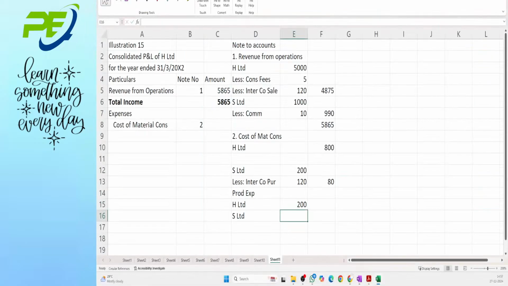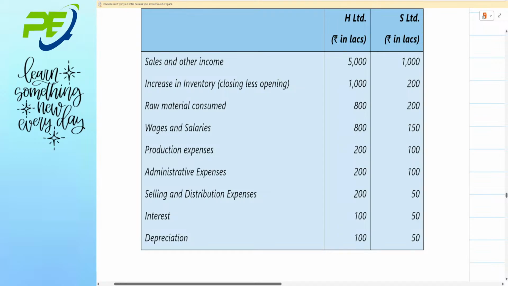200 and 100. Total 300. Yes, total 1180. That is material consumed. So, bhaiya, production expenses, bhaiya, you should have put in the other expenses.